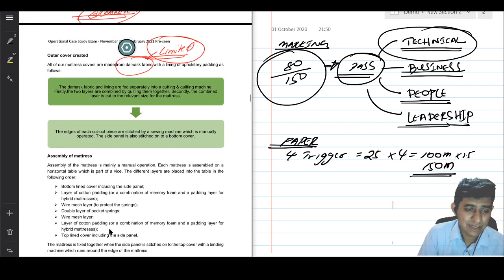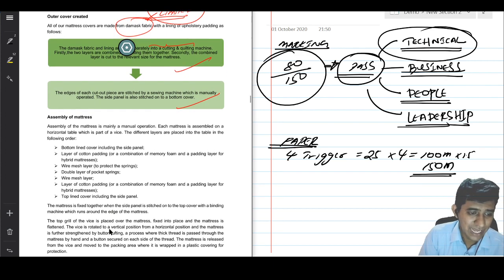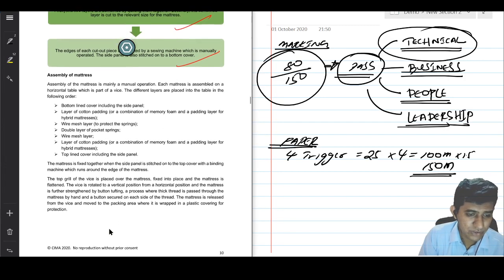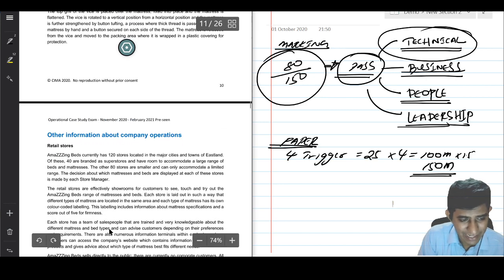And then students, coming here, the damask fabric and the lining are fed separately into the cutting and quilting machine. Firstly, 2 layers are done, so you can just go through how the processes are done, and the assembly of the mattress is also given, how they assemble, so you can go through this. These are just the basic understanding, students. They will not be going through all these in detail, just for your understanding again.